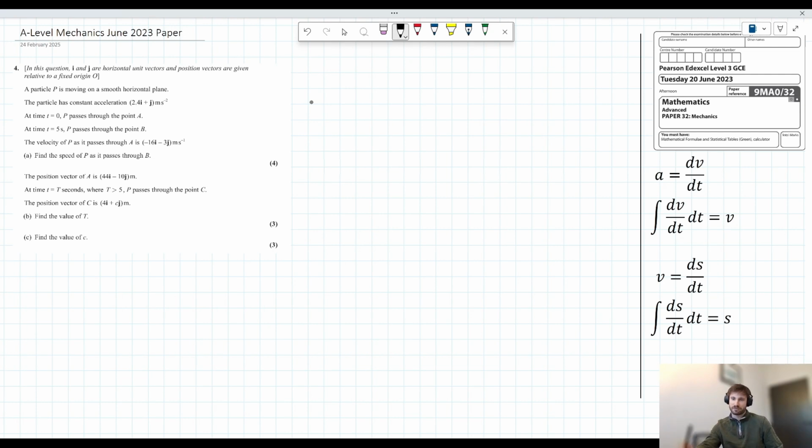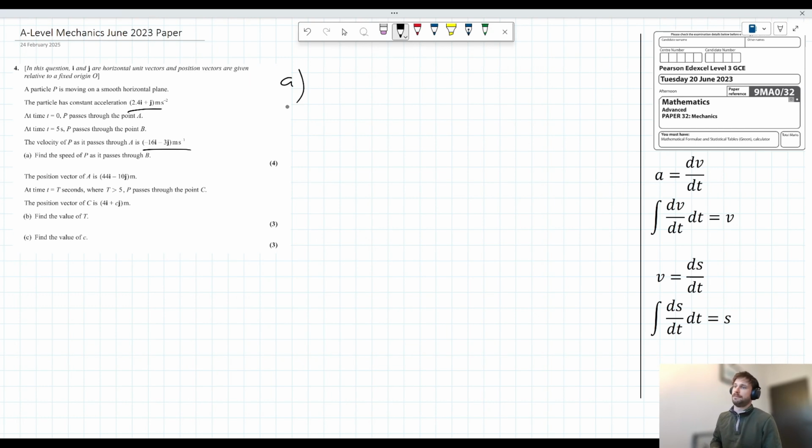So we have this problem from the June 2023 paper here. The problem is all about particle P. It's moving along a smooth horizontal plane. It has this constant acceleration, which is described as a vector here. We note that at time t equals 0, the particle passes through point A. At time t equals 5, the particle passes through point B. And we also have the velocity of the particle as it passes through point A. And we're first being asked to determine the speed of the particle as it passes through point B.